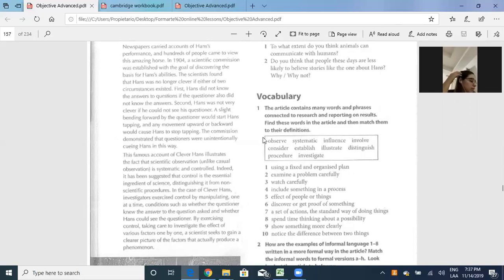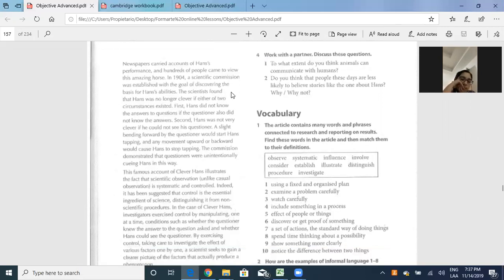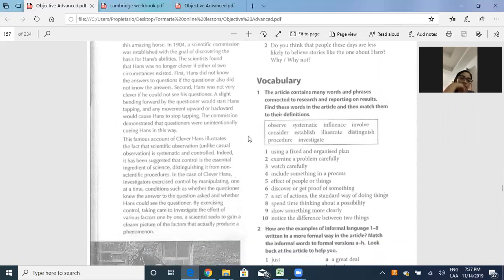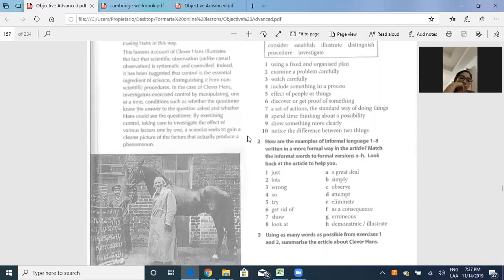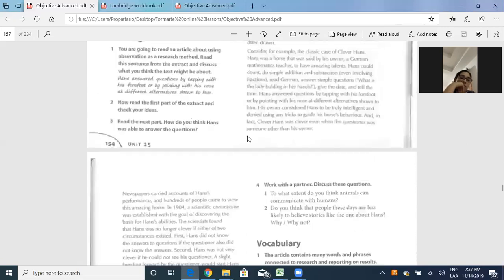Remember, some of this vocabulary we will definitely see in this reading test. So that's why it's very important for us to grab those vocabulary words. So let's do that first.